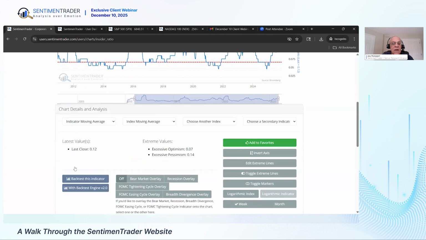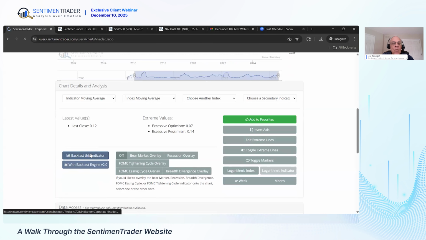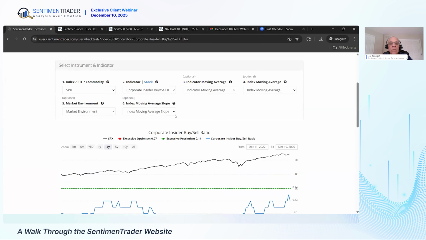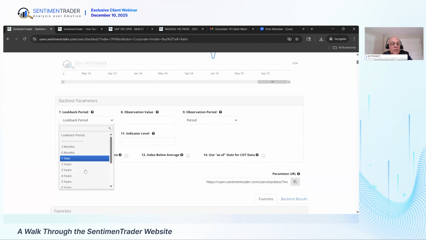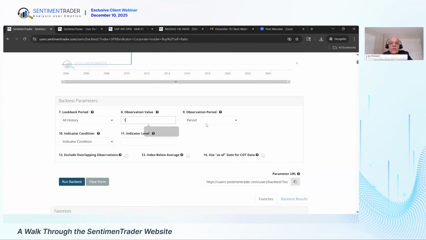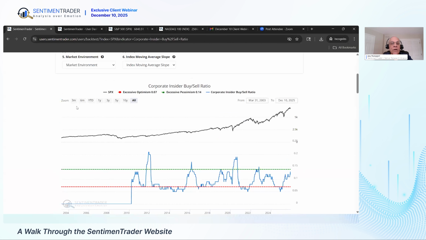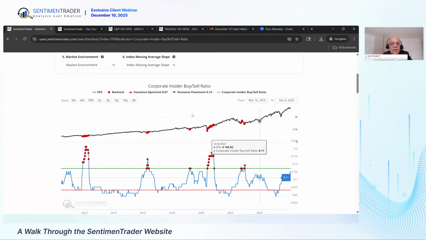So let's do a test again. We're going to do a back test. And I usually always like to look at all history, unless I have a very specific reason not to, 1 week. And I'm going to say any reading above, I believe it's 14, basically 0.14. So I click Run Back Test, and in a moment, this will fill in. You can see the data doesn't start until about 2008.